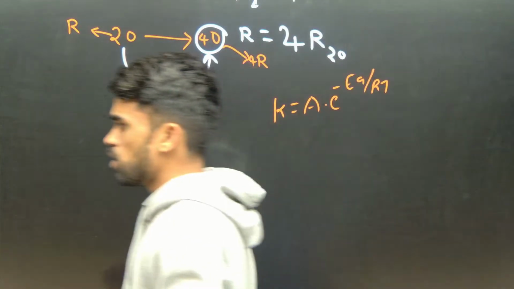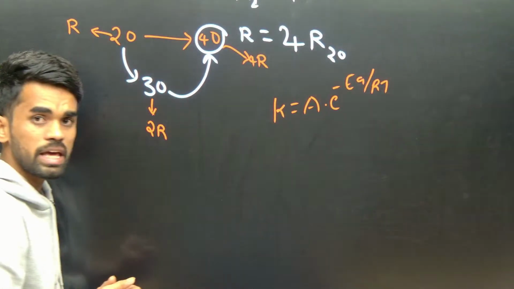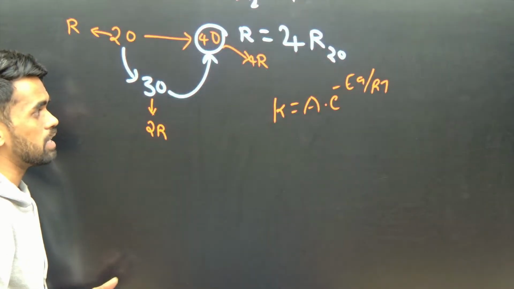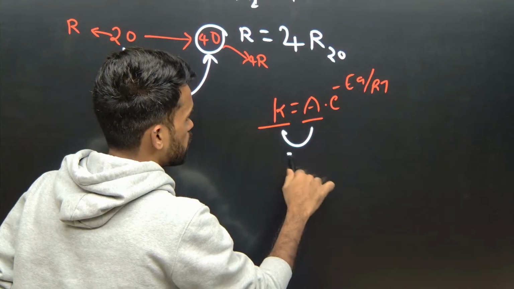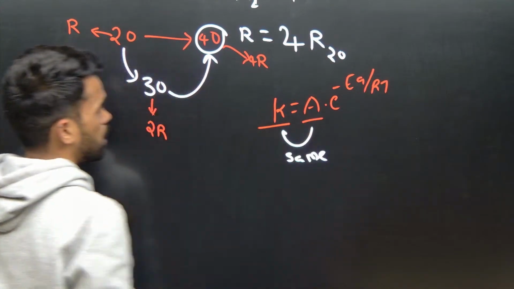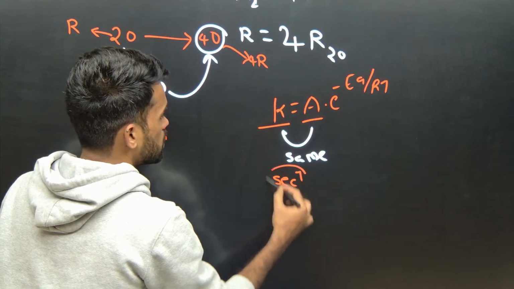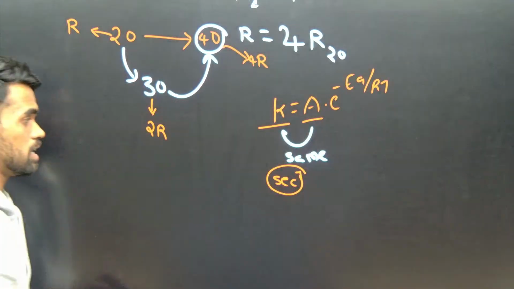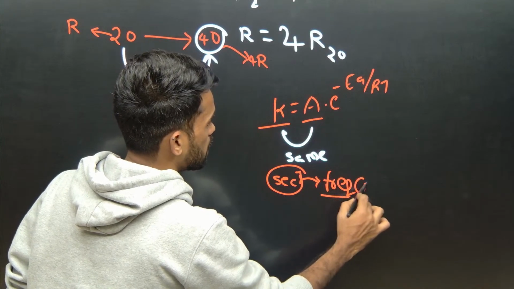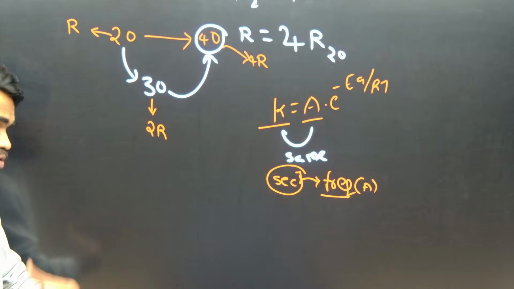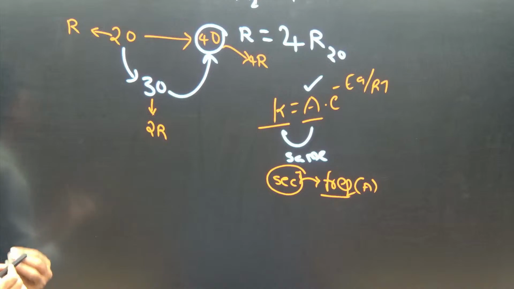Just look here very carefully, so that we will get complete clarity. I have K is equal to A into e power minus Ea by RT, where the units of K and the units of A are the same. So if the unit of K is second inverse, that is for a first order reaction, then the units of A will also be second inverse. Then you can say this is the frequency factor, A in the case of a first order reaction. For other order reactions, A is called the pre-exponential term or Arrhenius parameter.